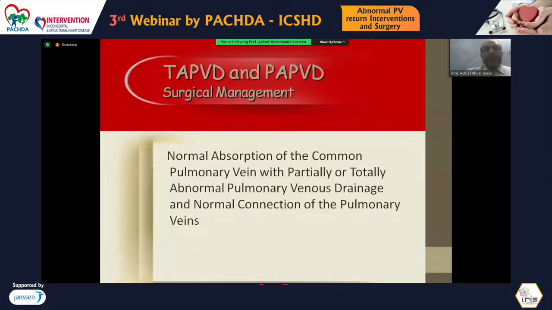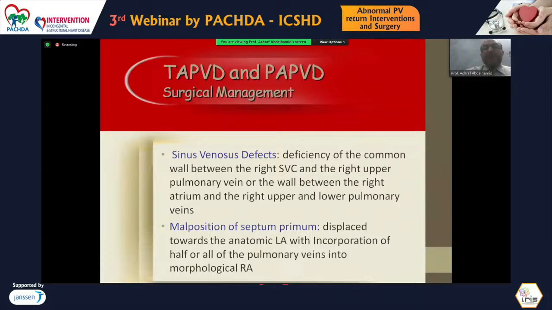Total and partial anomalous pulmonary venous drainage is different from the connections. As we said, the connection abnormality is due to failure of absorption of the pulmonary venous confluence into the dorsal portion of the left atrium. However, the drainage abnormality is due to abnormality of the atrial septum. The sinus venosus defect comes when there is deficiency of the common wall between the right SVC and the right upper pulmonary vein, or the wall between the right atrium and the right upper and lower pulmonary veins. So the pulmonary veins are normally connected, but they drain into the right atrium rather than the left atrium.